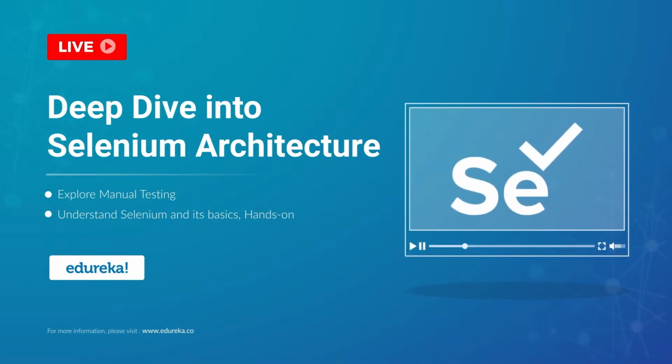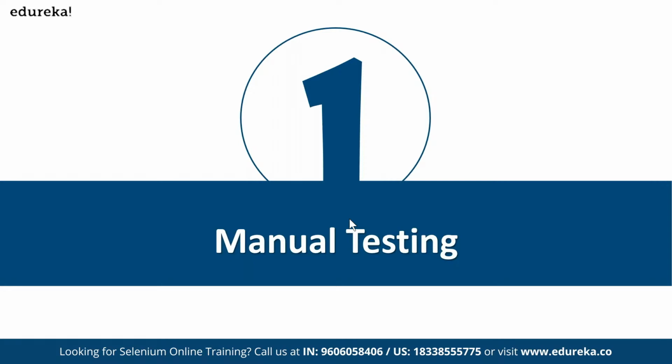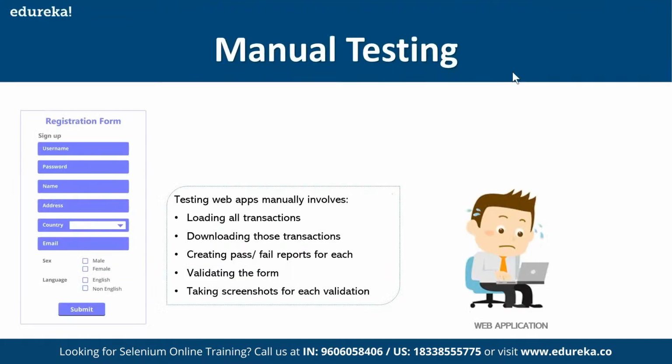So let's get started with the session. What is manual testing? Manual testing is nothing but just filling up a form or doing things manually in front of the system, performing all the tasks by yourself and making a record of everything. In a very simple layman term, manual testing is a process where a human sits in front of the system constantly performing tasks to make sure that the application is bug free.